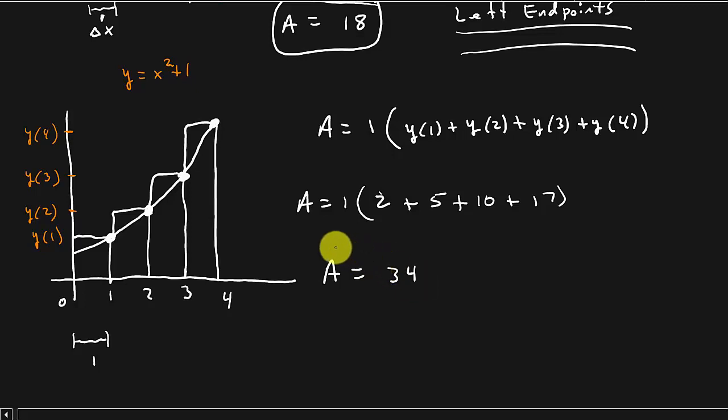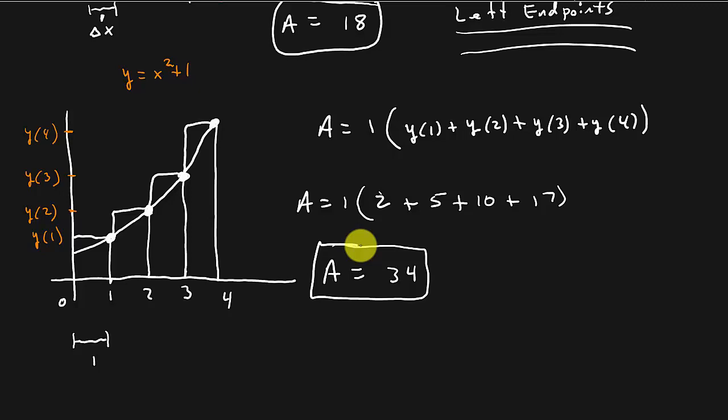Yes. So we get the area is 34. All right, now there's a big difference in what we got. And that's because, if you think about it, we're only using 4 rectangles. We could use 8 rectangles, 10 rectangles, 20 rectangles, okay? And the more rectangles you use, the more accurate you're going to be with the area. So keep that in mind. And like I said, this is just approximating the area.